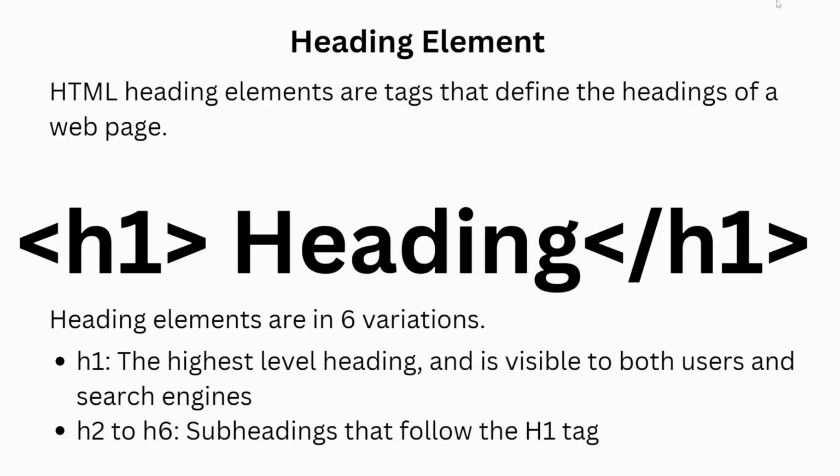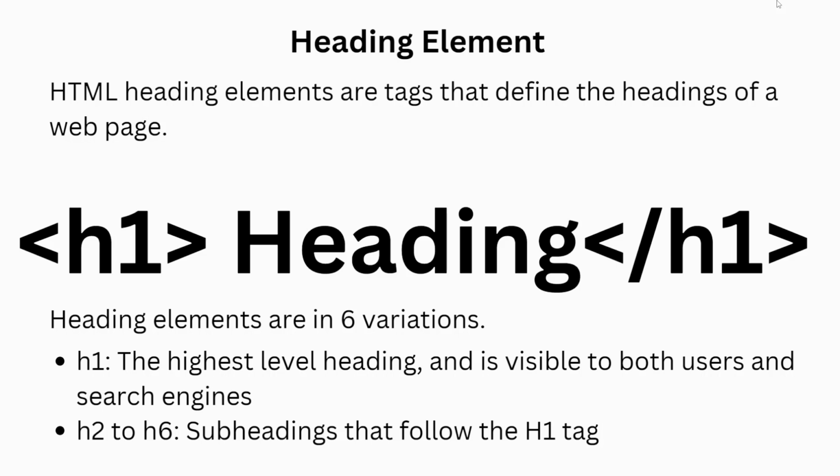We've learned that an element is made up of tags and the content. The heading elements define the headings of a web page. In the example below, we have the H1 opening tag, the H1 closing tag. Between the opening tag and the closing tag is the content heading. Now the heading elements are in 6 variations, from H1 to H6.